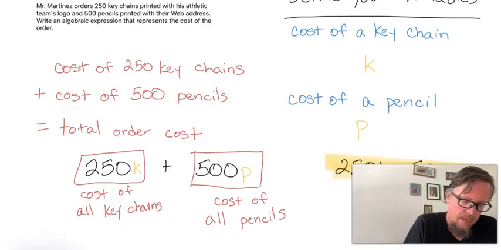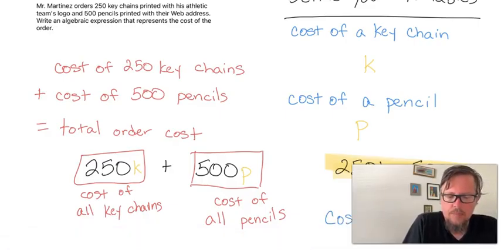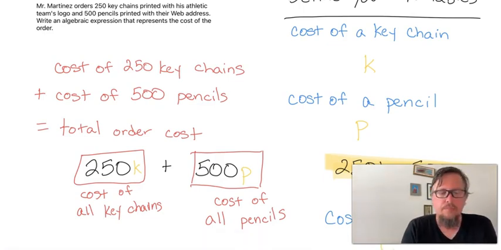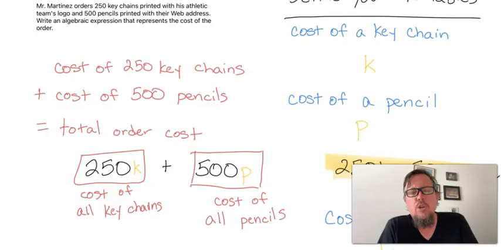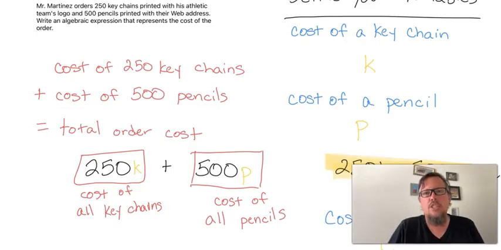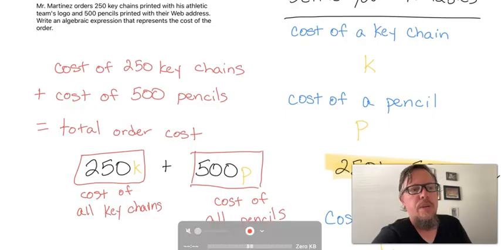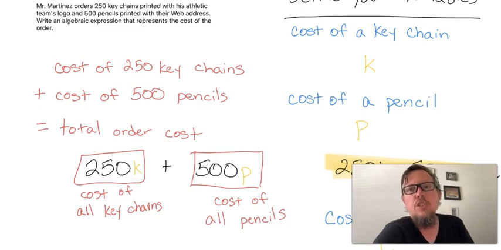We could have said something like the cost of the order is, let's say, C for cost or T for total, whichever you like. And then we could have just said 250K plus 500P equals C, and that would have been totally fine too. So we could have used a third variable for total cost. There's nothing wrong with that. But the two variables we really needed were the cost of one keychain and the cost of one pencil. Once we know those two things, we have enough information to tell the total cost just by using addition.